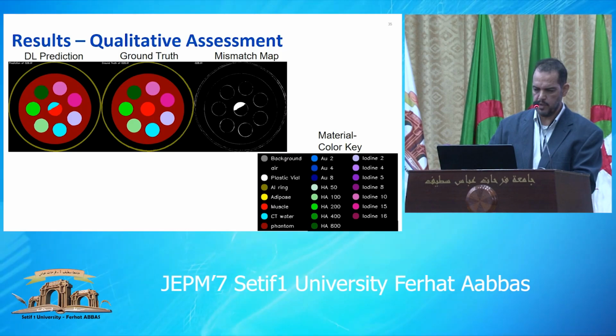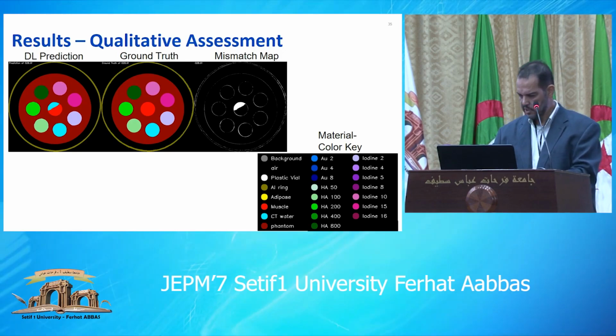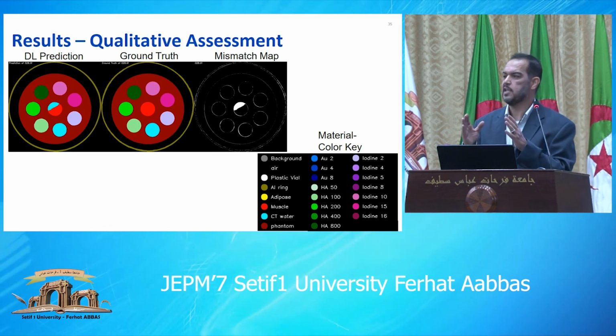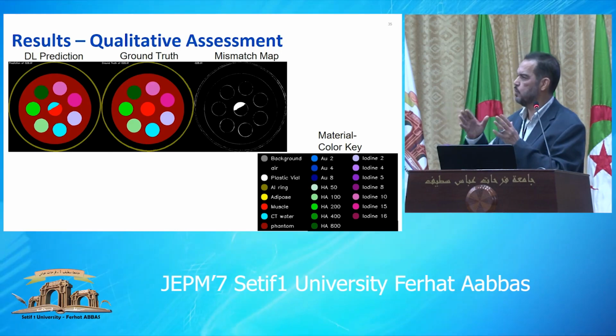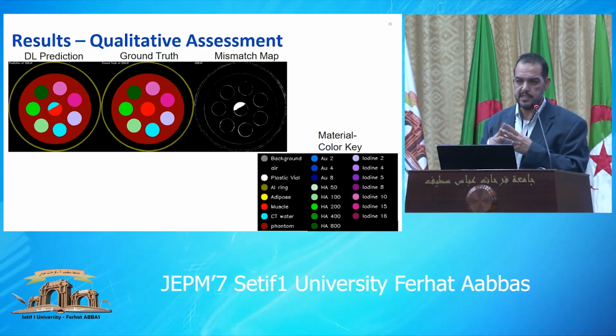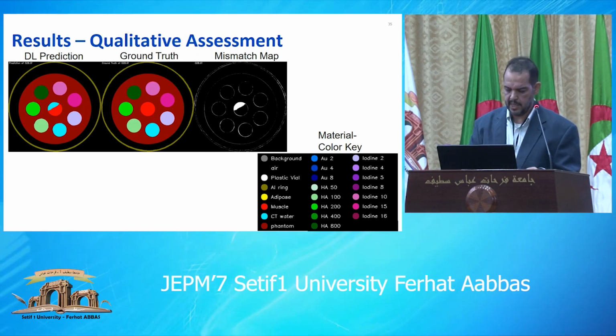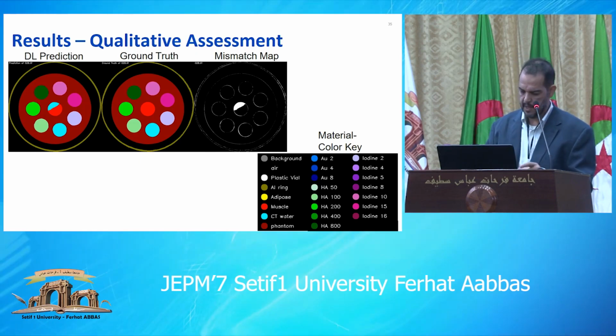This is the deep learning prediction, and as you can see, we have a good identification except for some materials. For example, here, the middle one, we have muscle, but some of the muscle was identified as blue, which is water, I think. Yes, CT water. So the materials that have close attenuation coefficients, when you look at the distribution, are not easy to separate. So the model identification gets confused sometimes.